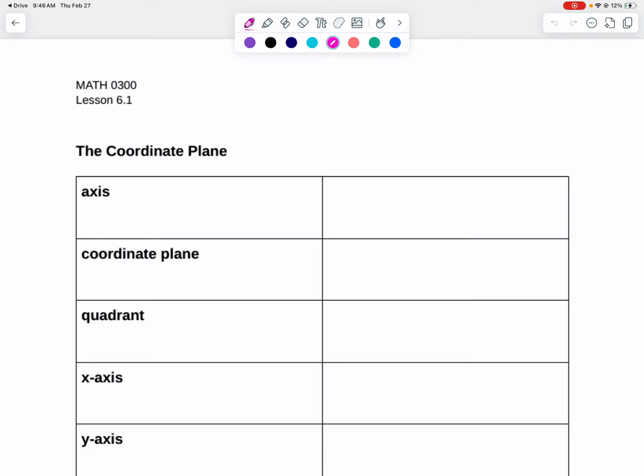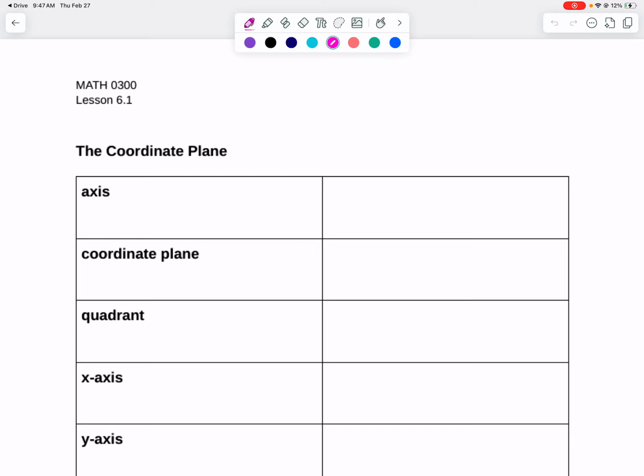Welcome back. In this video, we are going to take a look at the coordinate plane and all of the fabulous parts that it is made of. The coordinate plane allows us to plot points at specific locations and use those points to graph lines.